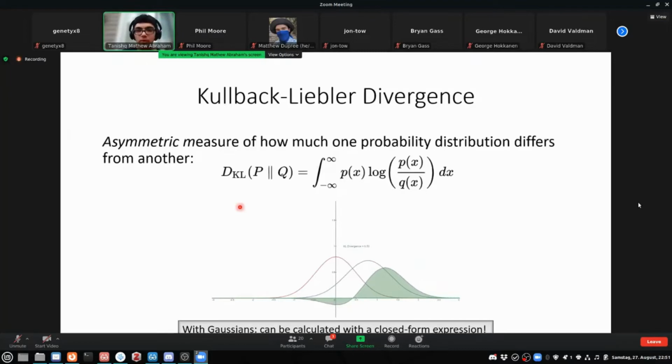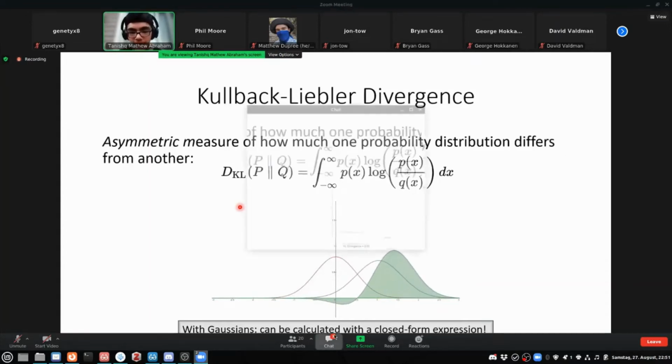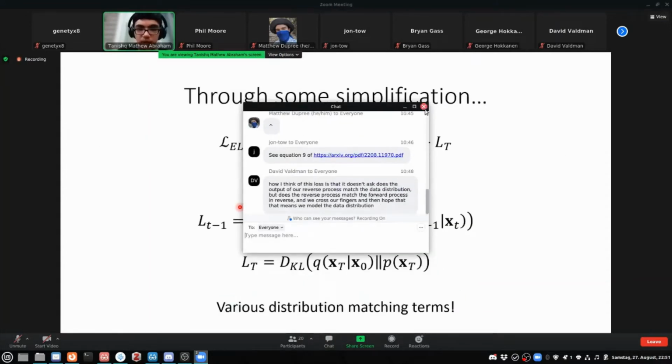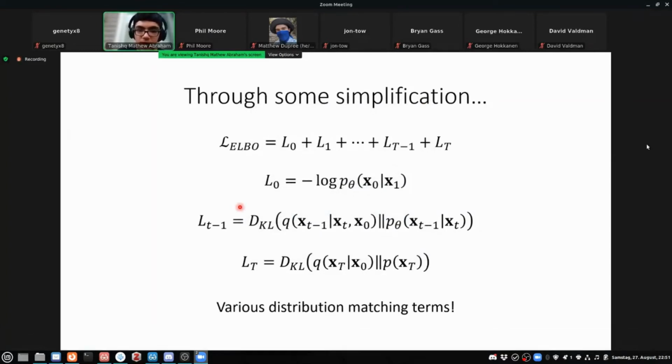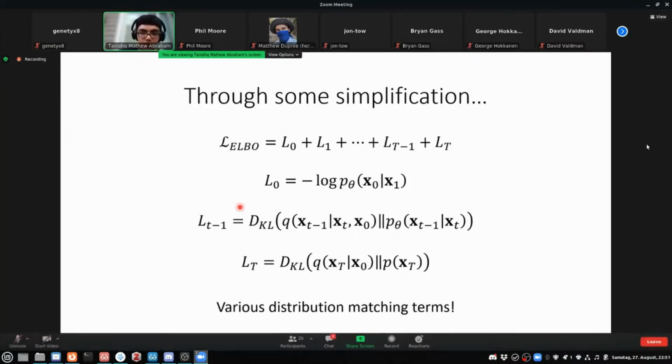The important part I wanted to point out was that with Gaussians, the KL divergence can be calculated with a closed-form expression, and because of that we can simplify our math a lot more, as you'll see in the upcoming slides. I have a slide to show that simplification if you want to see it. It was also in the appendix of the paper.